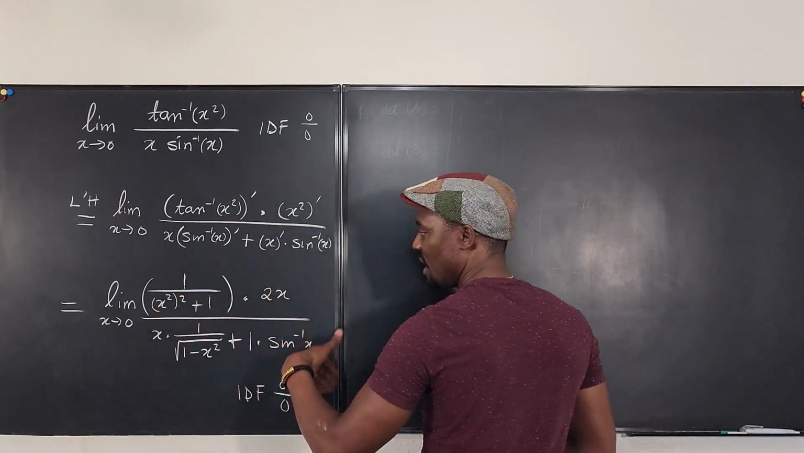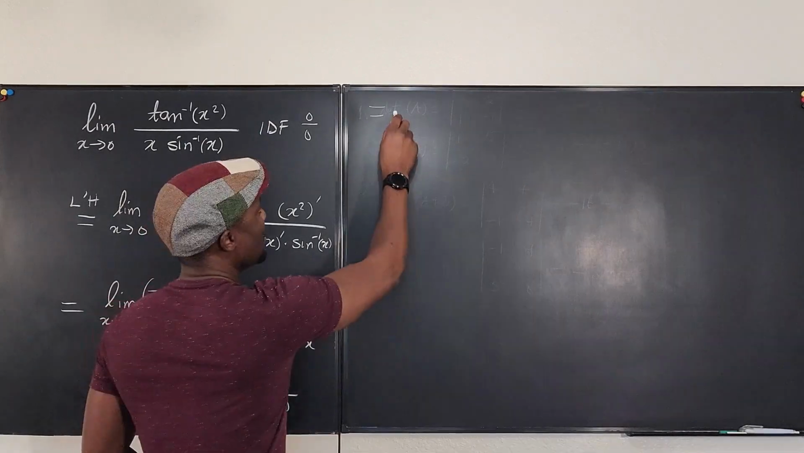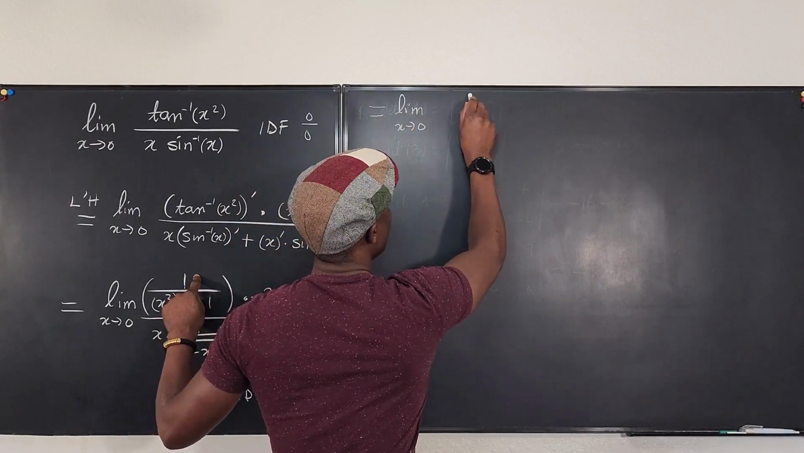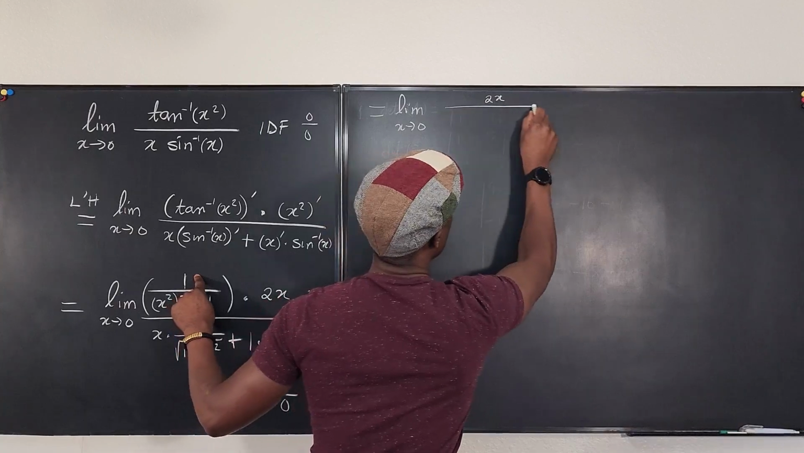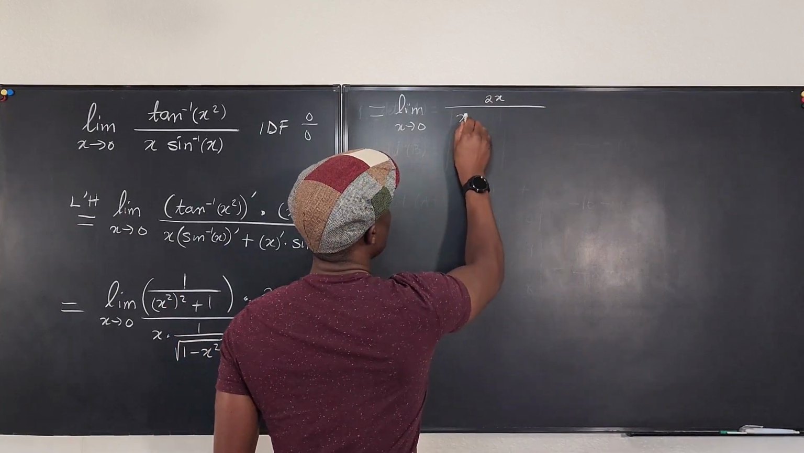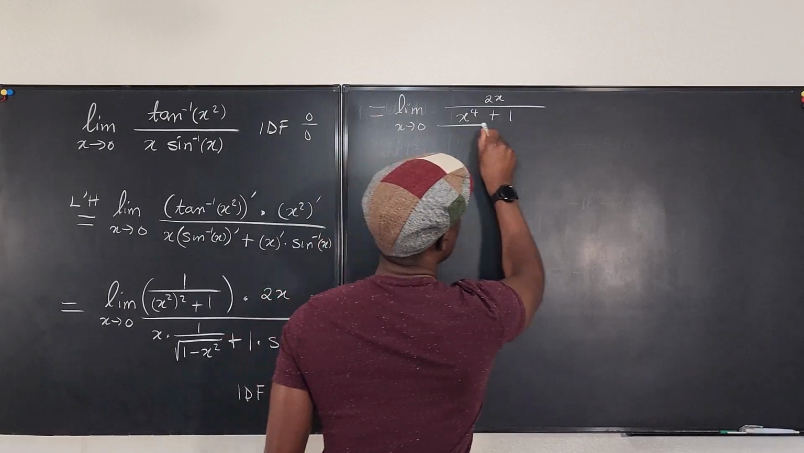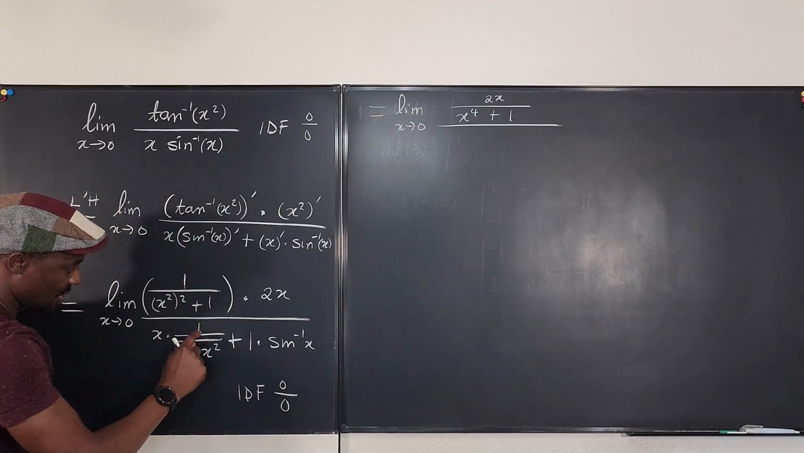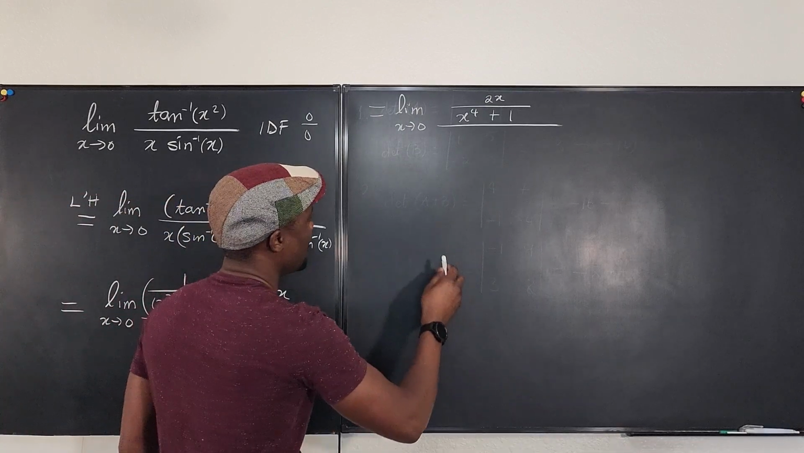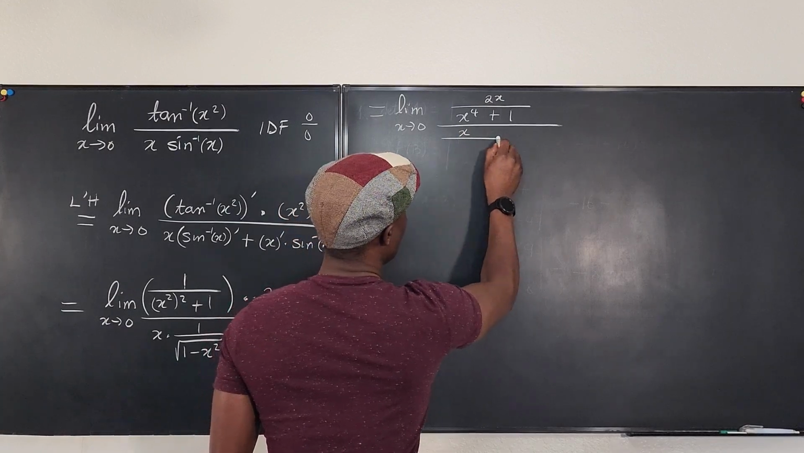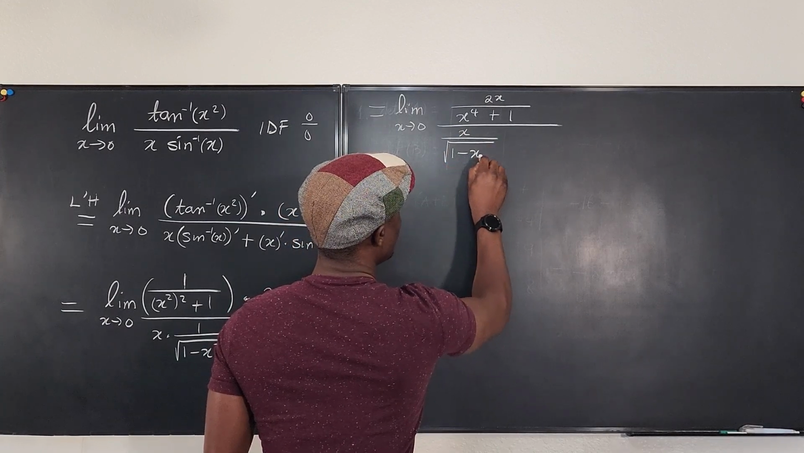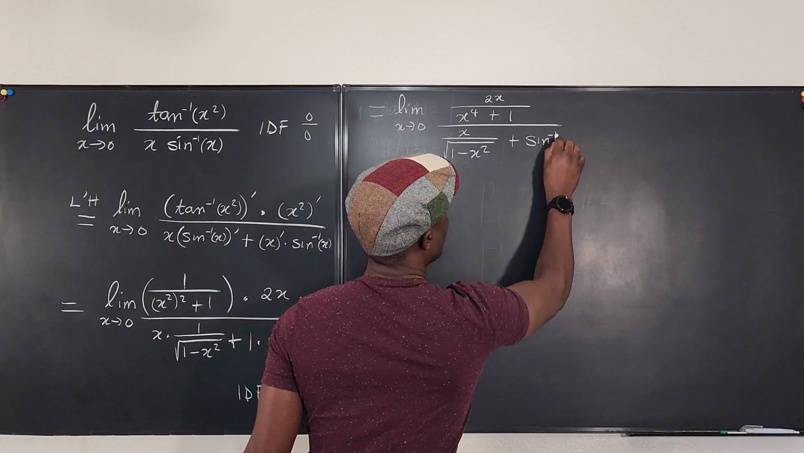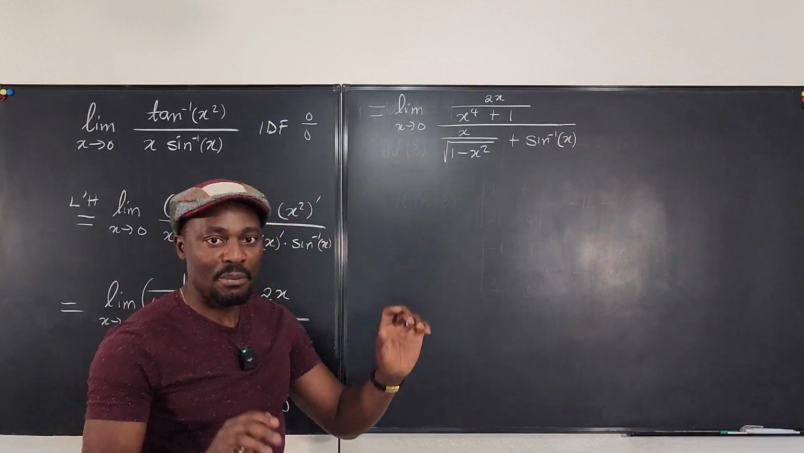But before you can differentiate a second time, it's better to clean up. There's going to be the limit as x goes to 0 of 2x over x to the 4th plus 1, divided by, if we clean this up, x over the square root of 1 minus x squared plus arcsine of x.